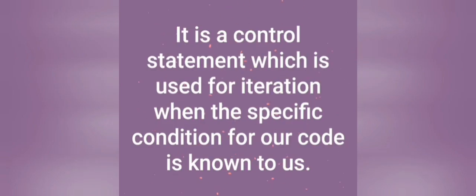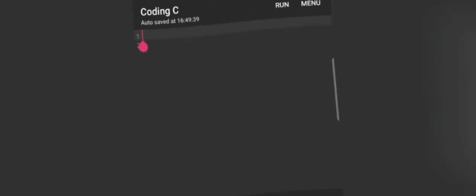For loop is a control statement which is used for iteration when the specific condition for our code is known to us. To understand the concept of iteration, let us look at the first code in which we need to print a word hello 5 times. Let us see how to do it. Here we will be making use of for loop because we know that the word has to be iterated 5 times. To start with, #include <stdio.h>.